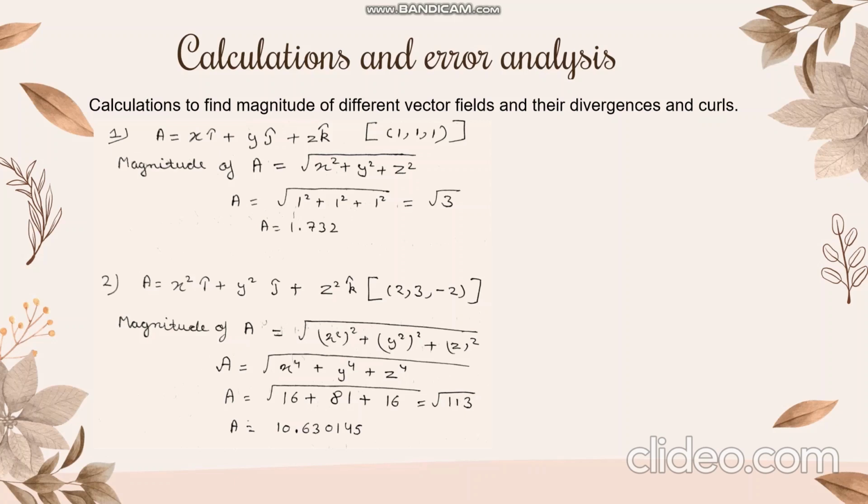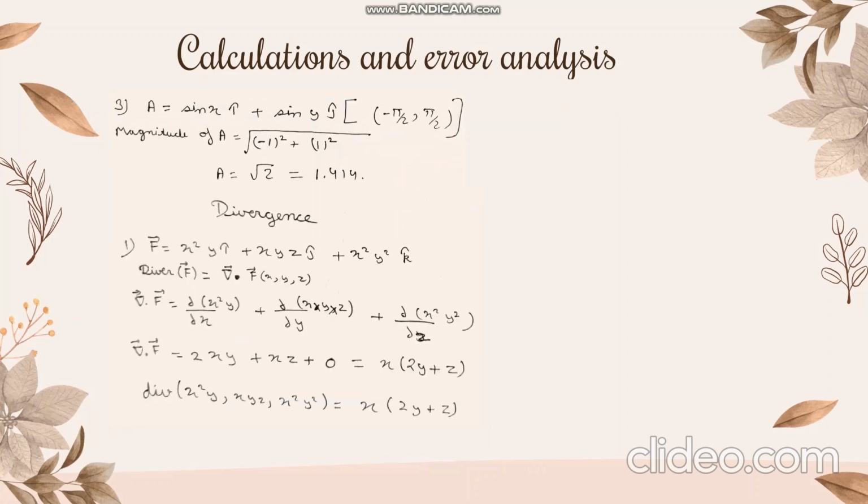Second, similarly, here is the vector A equals x square i cap plus y square j cap plus z square k cap. Similarly, we can find the magnitude in this also. Here, the third one is A equals sin x i cap plus sin y j cap. Here we have to find it at minus pi by 2 and pi by 2. Here, the same formula can be applied and the answer is 1.414.